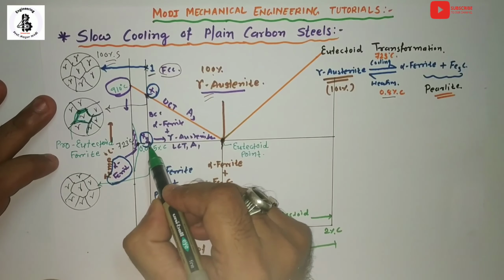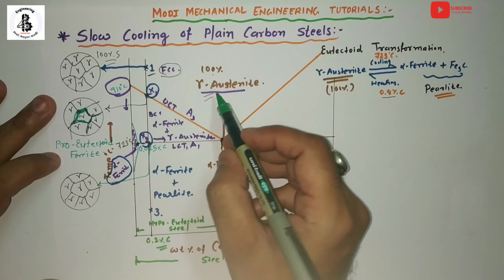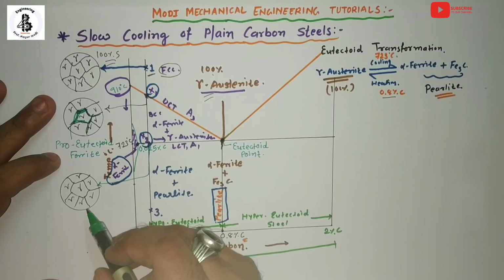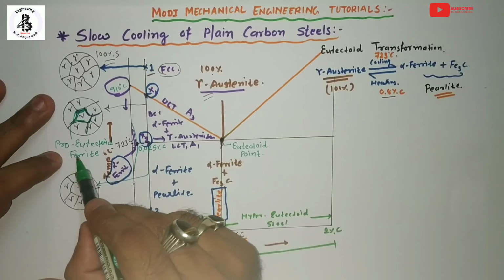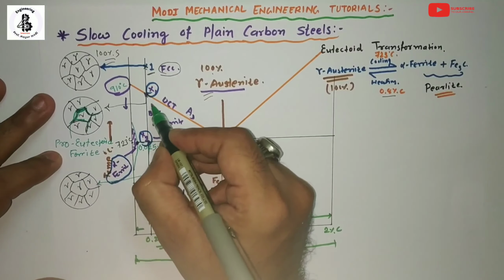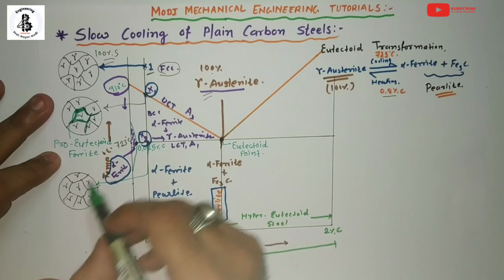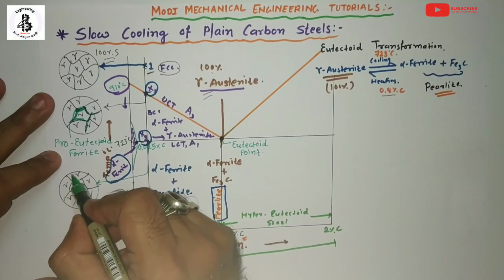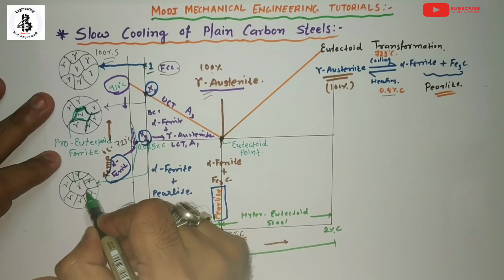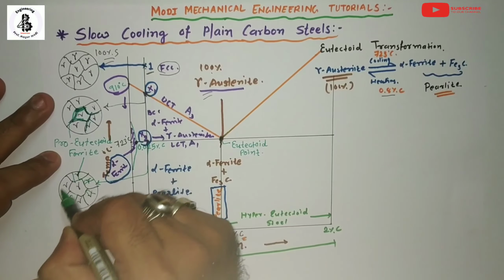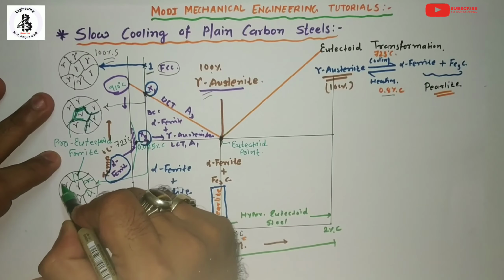So at point x2, this austenite will now be transforming, or you can say converting, into alpha ferrite. Here will be the starting point of the pro-eutectoid ferrite, but with the progression of slow cooling, or temperature drop, some grains will have pro-eutectoid ferrite. Such microstructures will be around the boundaries of the gamma austenite grains. Just you can see.